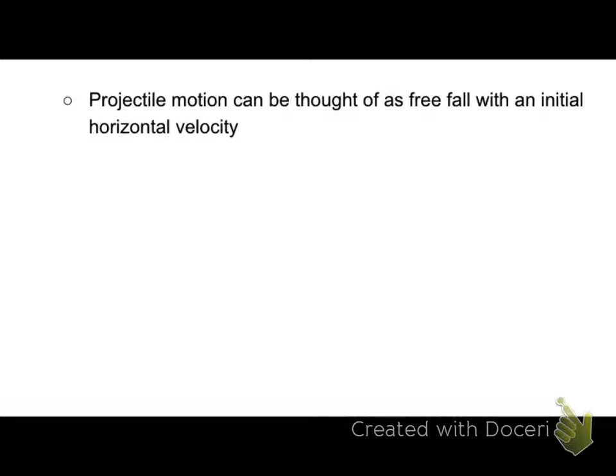Projectile motion can be thought of as free fall with an initial horizontal velocity. Because remember that free fall is just when you have an object in the air and the only acceleration on it is the force of gravity. Okay. Well, once you launch the projectile, it continues to have that initial horizontal velocity, but then once again, it's in free fall. The only thing affecting it aside from that velocity is now the force of gravity. So again, we have a free fall situation here.